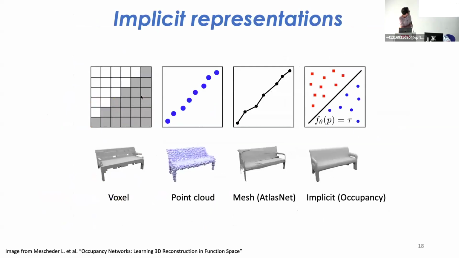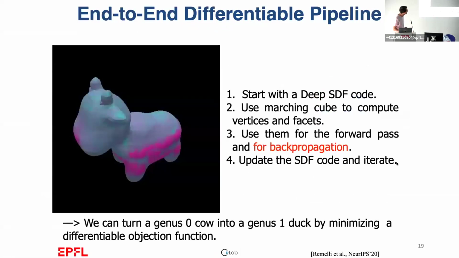So this is a recap of these representations. You have voxels, which are like pixels in an image. You have points. You have a mesh, which in this case is extracted with a specific method, AtlasNet, and you have the implicit representation. So what can we do with it? This is an example. In general, what you need in this case is an end-to-end differentiable pipeline if you want to optimize something. So in this case, we start with a code.